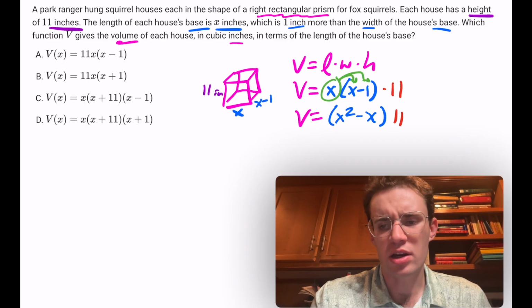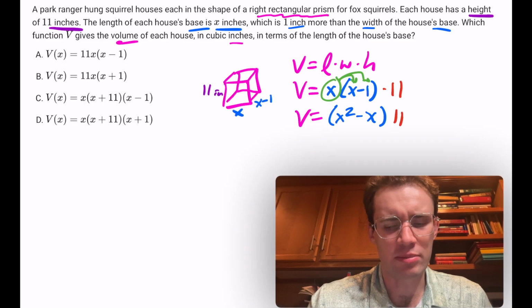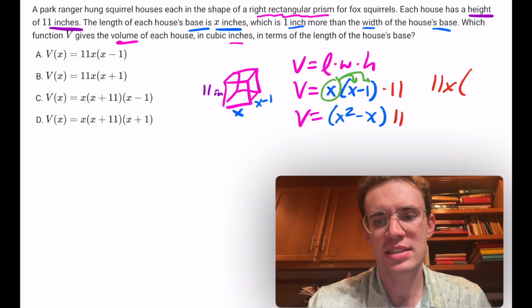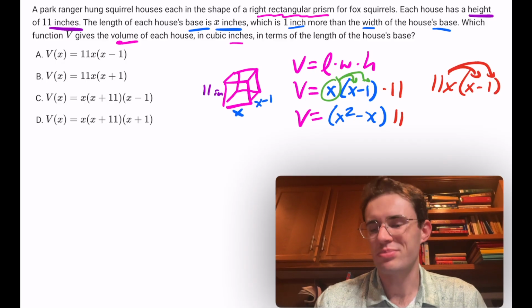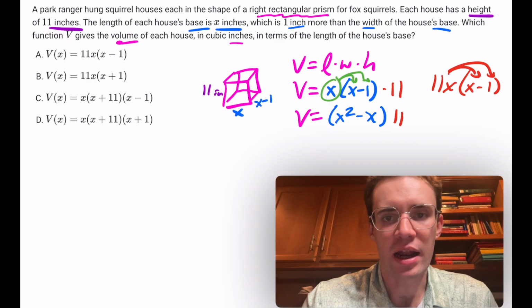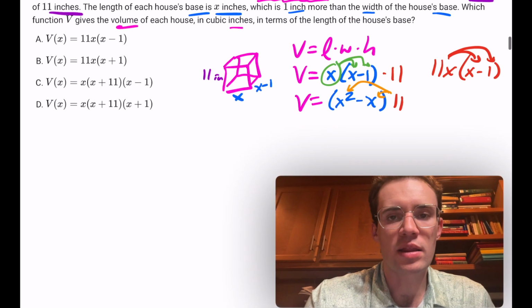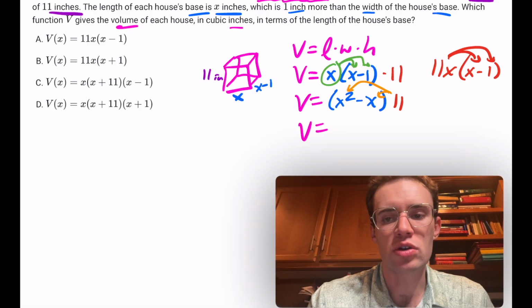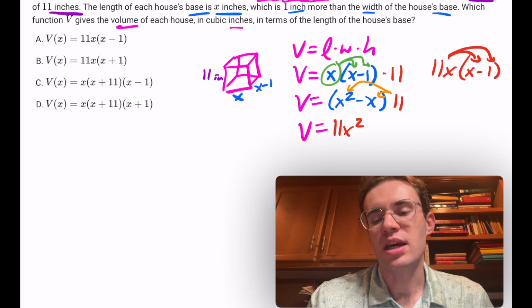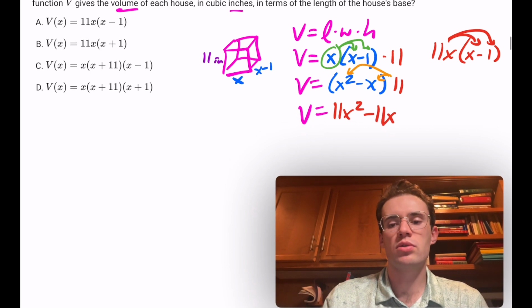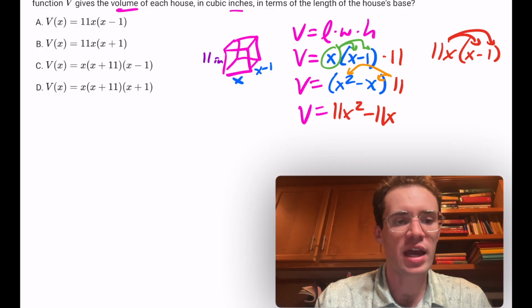Now, this might have been the better way to keep track of it. You could have just written 11x times x minus 1, and then distributed the 11x right from the get-go, but it's the same thing. I just added an unnecessary multiplication step here, but it doesn't matter so much. That gives us that the volume is equal to 11 times x squared, which is 11x squared, and 11 times negative x is minus 11x. So we've got volume equals 11x squared minus 11x.